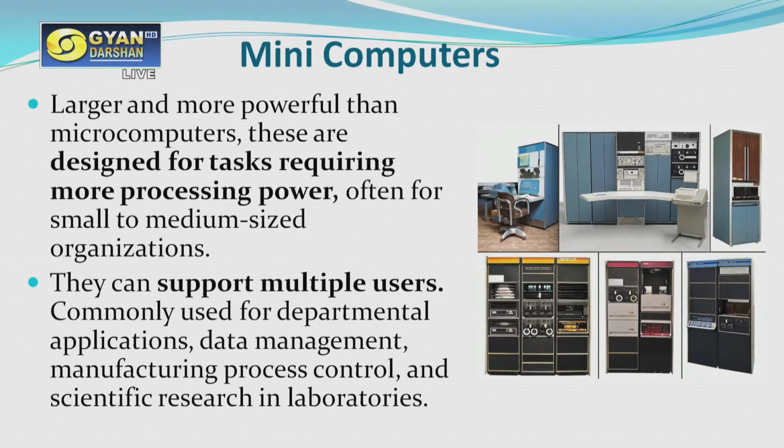Then comes the next computer model, that is the mini computers. These computers are larger than the microcomputers, but they are much more powerful. They are designed for tasks requiring more processing power, often in small to medium sized organizations. They may be placed in offices like a multinational company, or in universities, colleges, etc. They can support multiple users, commonly used for departmental applications, data management, manufacturing, process control, and scientific research in laboratories. So this is the second classification next to the microcomputers.